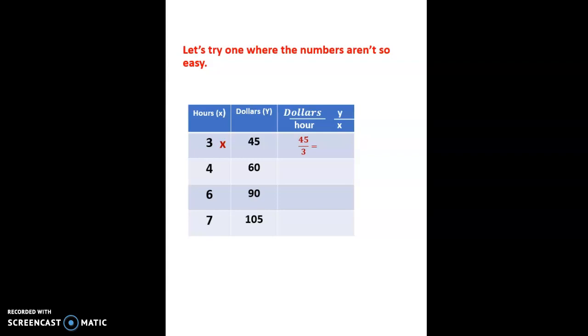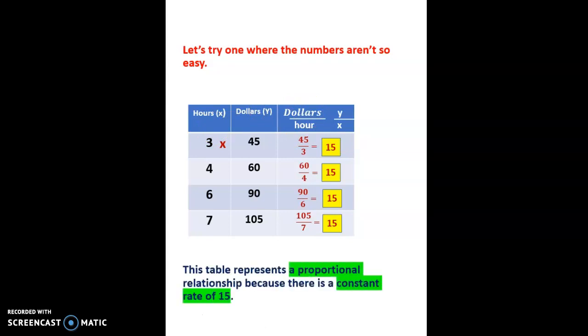We're going to divide to figure that out. So 45 divided by 3, 60 divided by 4, 90 divided by 6, 105 divided by 7. I want to point out that the most common mistake that people make is they would put 3 over 45, right? They would flip these or give the reciprocal. Again, y on top. So when we divide these, and again, you're welcome to use your calculator, you would get 15 each time. So the constant rate here is 15. So the table represents a proportional relationship because there is a constant rate of 15.